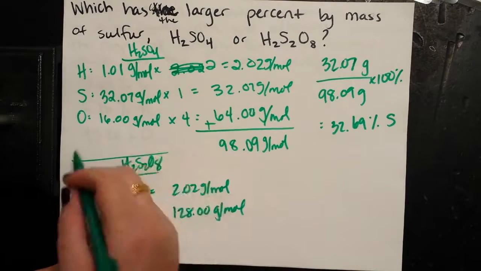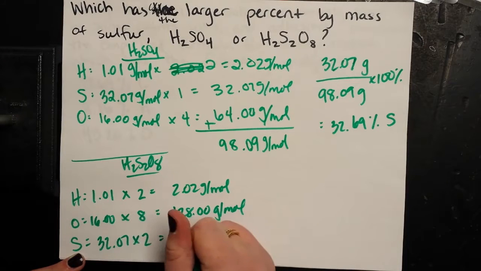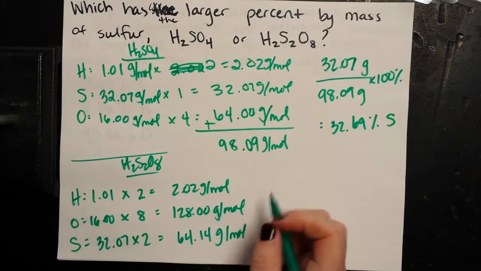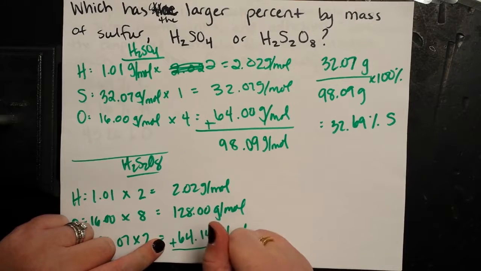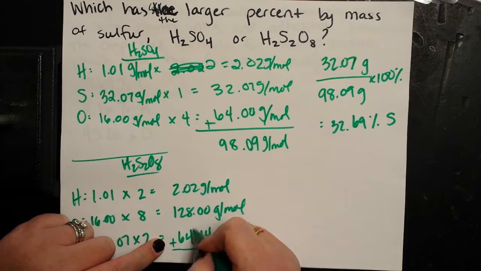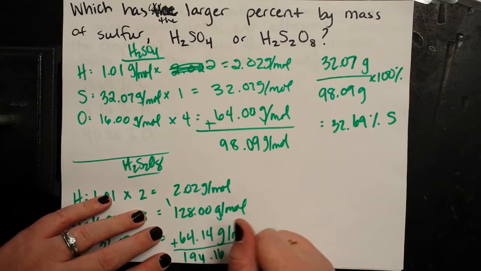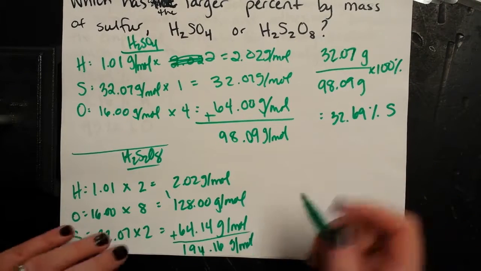And then sulfur, I've got 32.07 times 2, so it's going to be 64.14 grams per mole. Add that up, and the molar mass is going to be 194.16 grams per mole. That's what happens when you don't line things up correctly. It takes you forever. Or you could use your calculator.